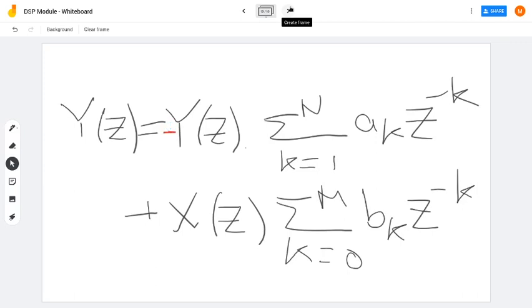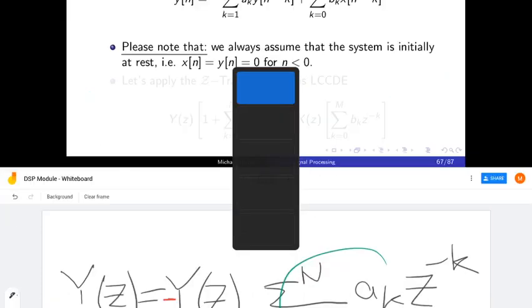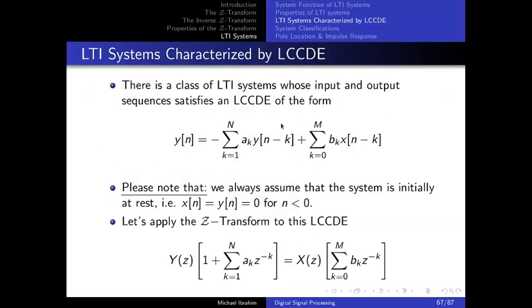That's why we can move this entire term to the other side, and we take y of z as a common factor. So we will have y of z times 1 plus this summation. So moving back to our slide, here we go. So we have y of z times 1 plus summation from k equals 1 to n of a_k z to the minus k, equals x of z times the summation k from 0 to m of b_k z to the minus k.